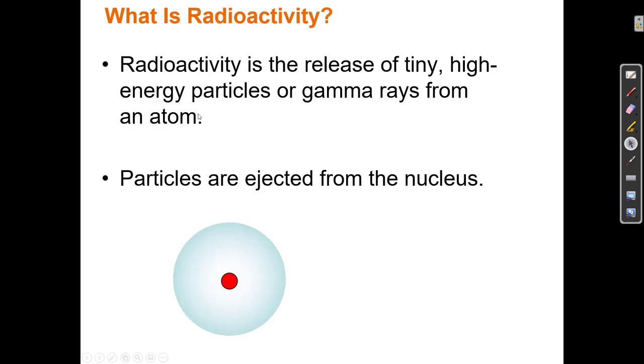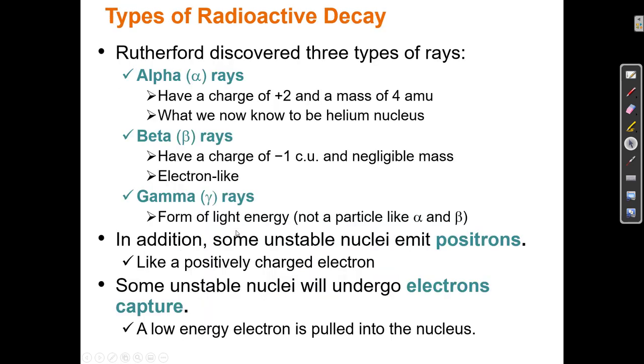So what is radioactivity? Well, radioactivity is the release of tiny high-energy particles or rays. So they're either pieces of matter that are being emitted from an atom, or it's just electromagnetic energy. There's different kinds of radioactive decay, and particles are ejected from the nucleus.